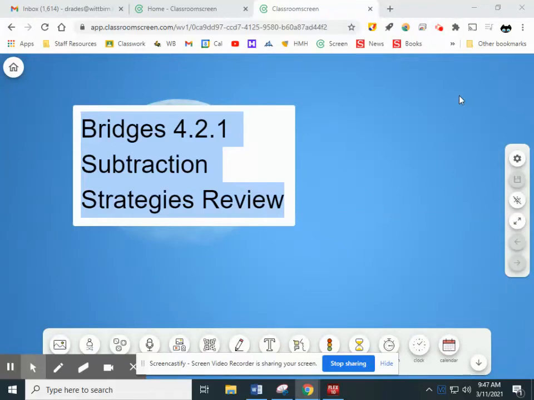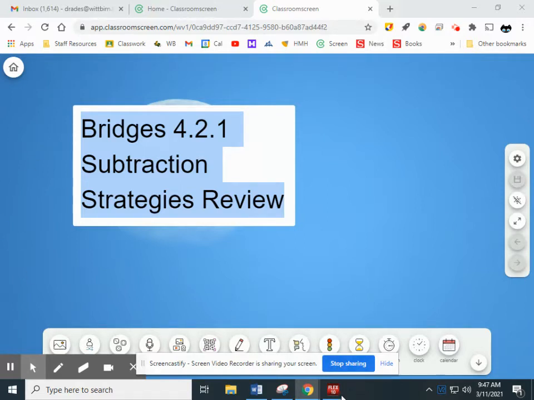Today we're going to start some subtraction strategies review. There are a lot of different strategies. One of the strategies would be using a number line to count backwards, or if you have the ending number, you can find the difference between the two numbers. Another way is expanded form, which will lead us to the standard algorithm. So that's our course for subtraction over the next few days.